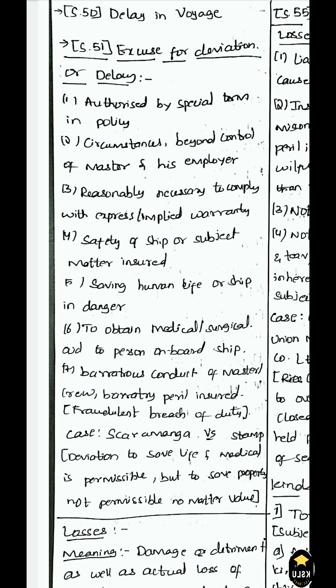The next is safety of ship or subject matter insured. So for the safety of the ship or to protect the subject matter, if they deviate, then it is also lawful. Saving human life or ship in danger. So if they see a human life in danger or a ship in danger, then they can deviate from their path. To obtain medical or surgical aid for a person on board the ship. So someone needs medical or surgical aid in the ship, and because of that they deviate from their path, then it is also lawful.